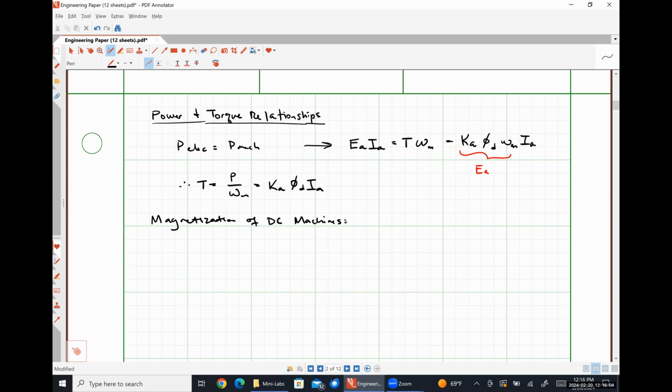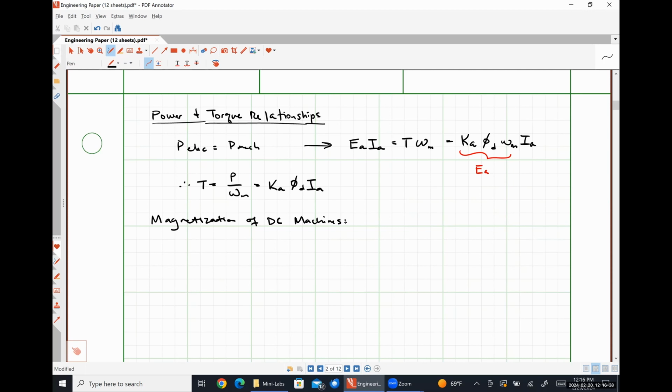So a DC machine consists of two distinct circuits. We have our field circuit and our armature circuit, and the induced armature voltage EA depends on the flux per pole in the stator circuit. That's what that symbol phi D represents, okay? So because the flux passing through the stator depends on the field current, the induced voltage EA is related to the field current by the magnetization curve of the DC machine.